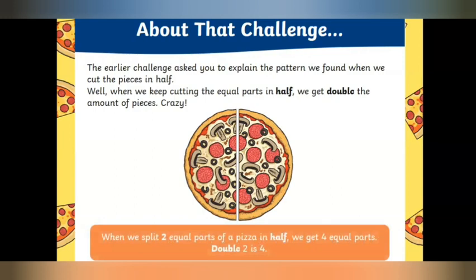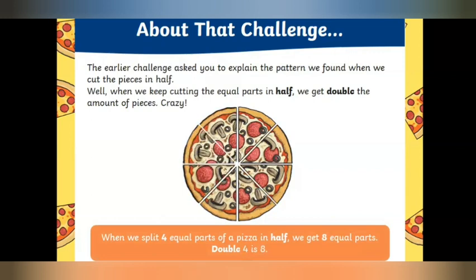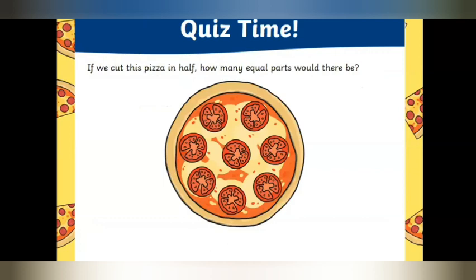When we split 2 equal parts of pizza in half, we get 4 equal parts. Double 2 is 4. That means 4 equal parts are there. That means double the half. When we split 4 equal parts of pizza in half, we get 8 equal parts. Double 4 is 8.